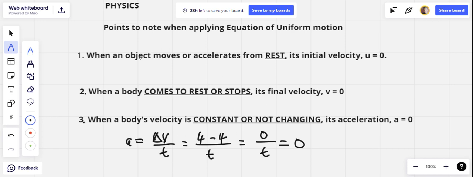So that's the three things you have to take note of before attempting questions with respect to uniform motion.